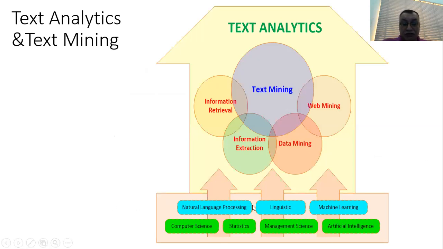As you can see, we have different sources for data. A huge amount of data comes from computer science, statistics, management science, artificial intelligence, using machine learning, for example, logistics, natural language processing. So we have information retrieval, information extraction, data mining, web mining, and finally text mining. Text mining is considered the final stage in mining the data, which comes in different shapes, in order to be structured. This is what we call text analytics and text mining. This chart shows the text mining and text analytics.